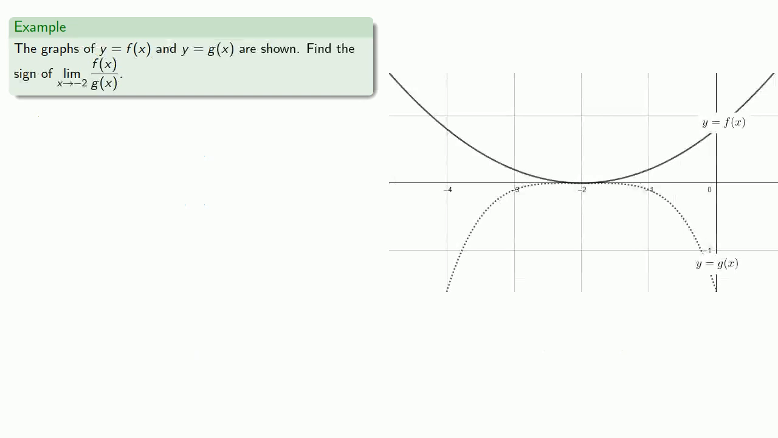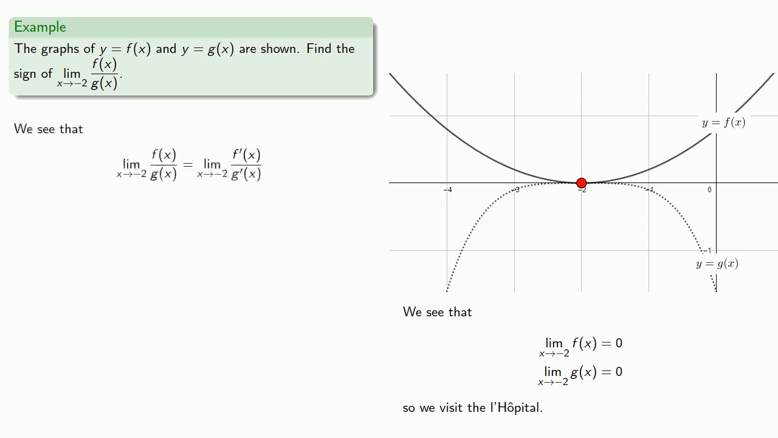In some applications, we might only care about the sign of the limit, and so we see that as x approaches -2, f of x and g of x both go to 0, so we visit the L'Hopital, and the limit of the quotient of the functions is the limit of the quotient of the derivatives, provided they all exist. And we see that the limit as x approaches -2 of f prime of x and g prime of x will be 0, and that means we actually needed an extended L'Hopital stay.